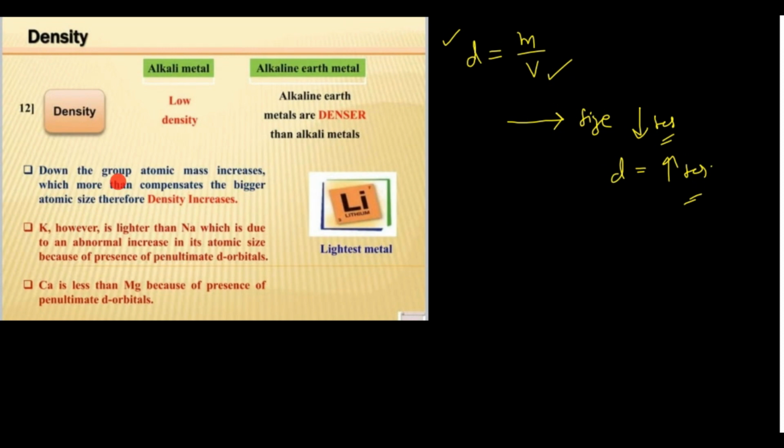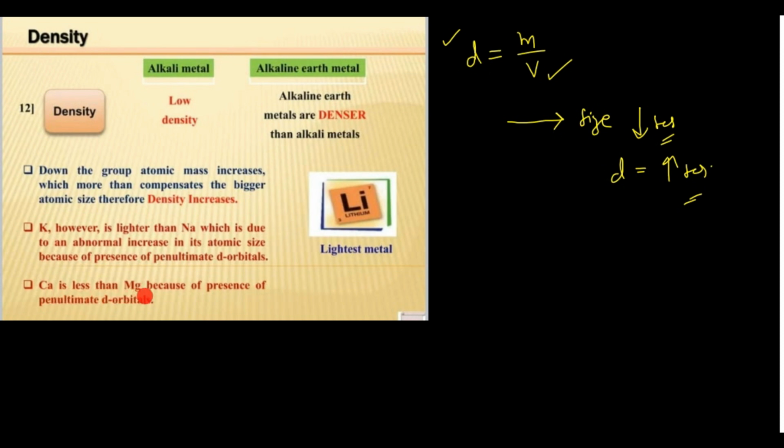Next thing is quite simple. This I have already explained in my first lecture also. See, when you move down the group, both things increase. Your atomic mass increases, as well as your atomic size. But which one is the dominating factor? That dominating factor will decide the density basically. So what I have written here: down the group, atomic mass increases, which more than compensates the bigger atomic size. That means the atomic size also increases, but that increase is not that much when compared to the atomic number. So atomic number increases, that means mass increases, so density also increases. That's why down the group density increases. This I have explained to you.